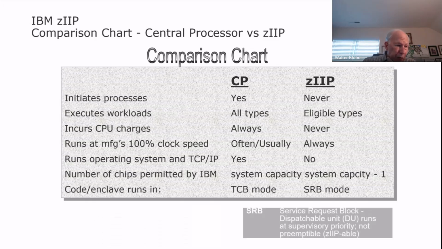The zIIP is running in service request block mode. The dispatchable units are running at supervisory priority. They are not preemptible. All right.